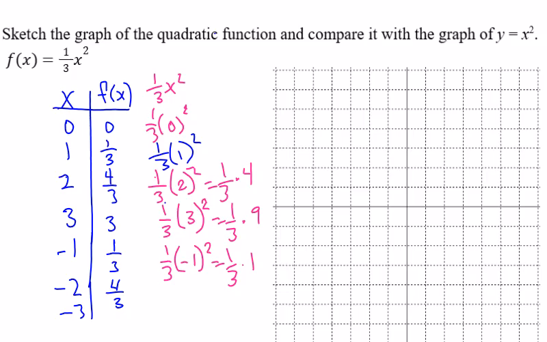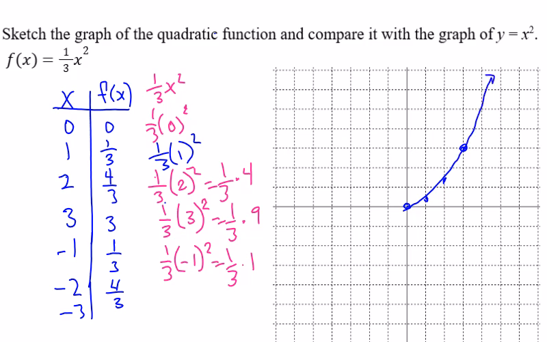So now let's plot these points. So we have 0, 0. We have 1, 1/3. We have 2, 4/3. So that's going to be like right about here. Okay, and then we have 3, 3. All right, so you can see the trend there. We can kind of continue this out. So it's going to be something like that, right?